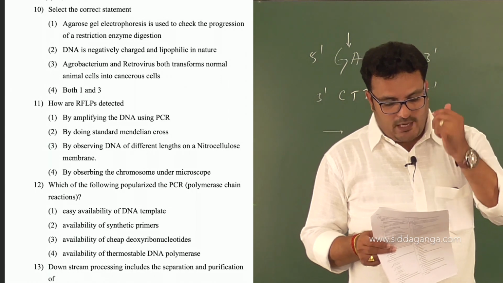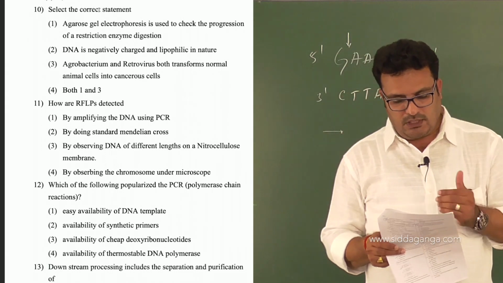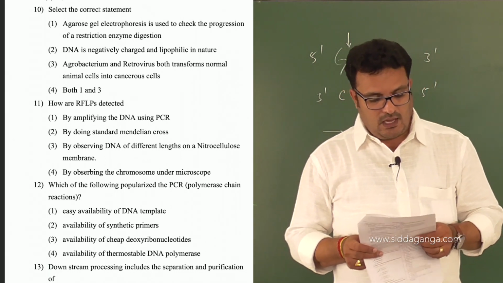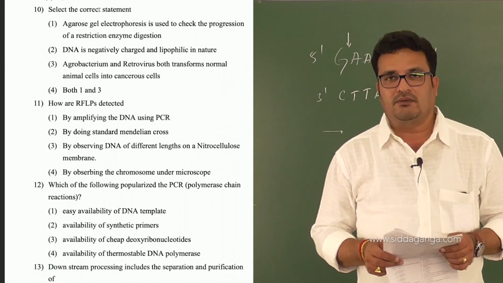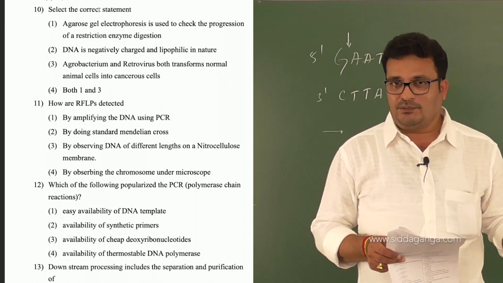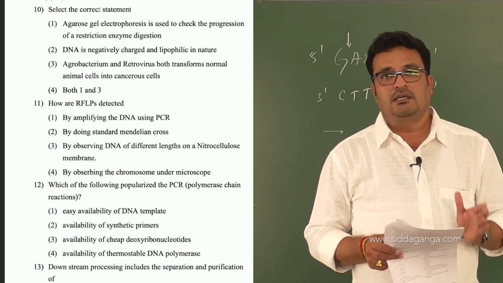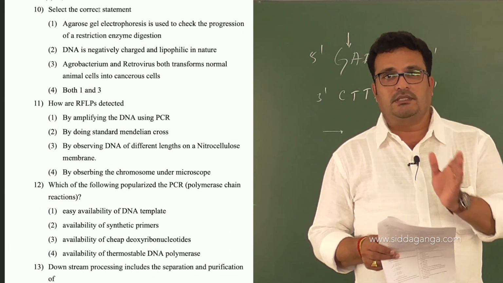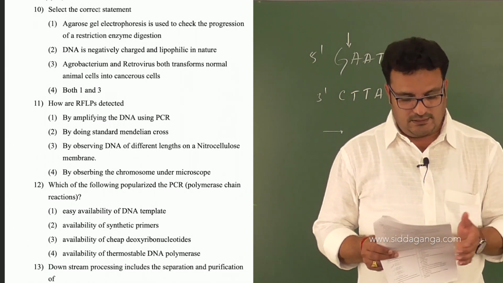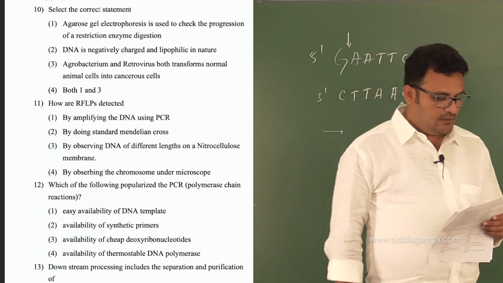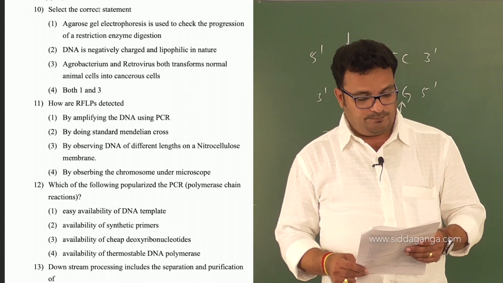And the third one: Agrobacterium and retrovirus both transform normal animal cells into cancerous cells, right? Agrobacterium is not used in animal cells, we use it for plant cells. That bacterium and its plasmid, the Ti plasmid, the tumor inducing plasmid, is used to transfer the DNA, inserting the DNA into the host cell, specifically in the case of plant cells. Next, both 1 and 3 are given. So 1 is the right answer. The first statement is the correct one.